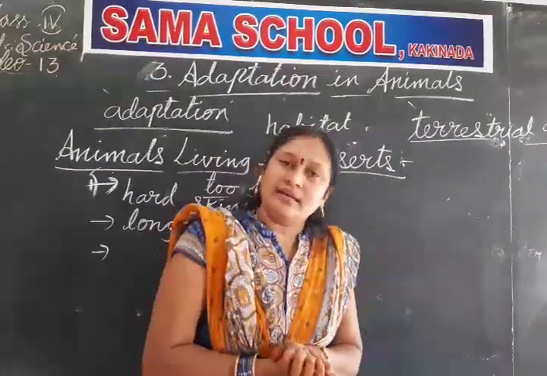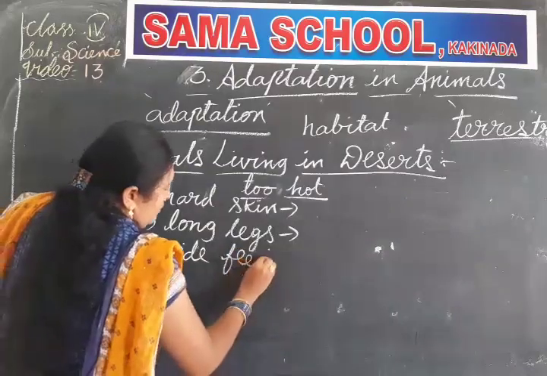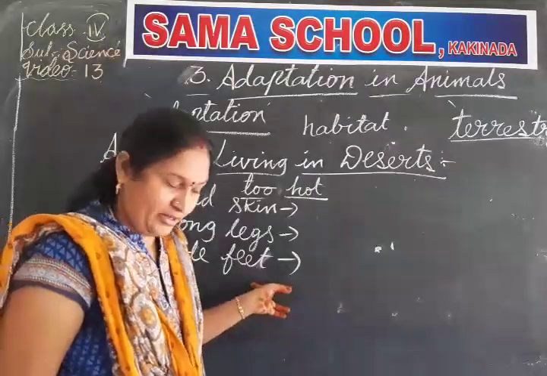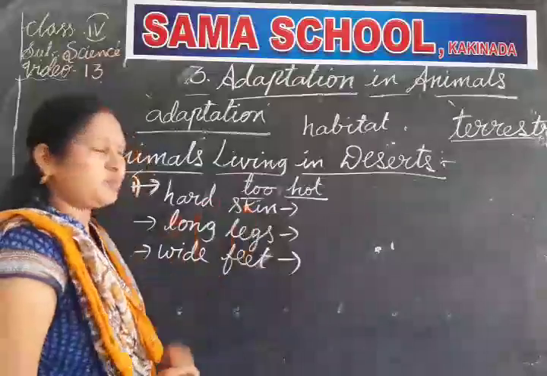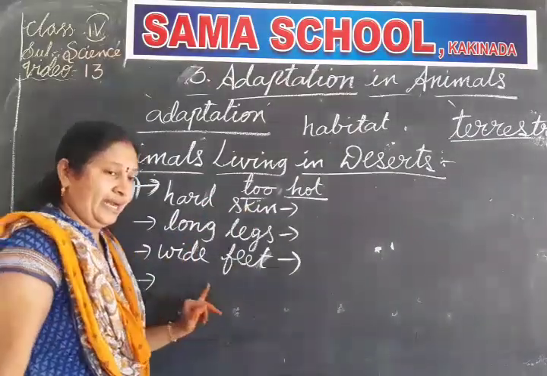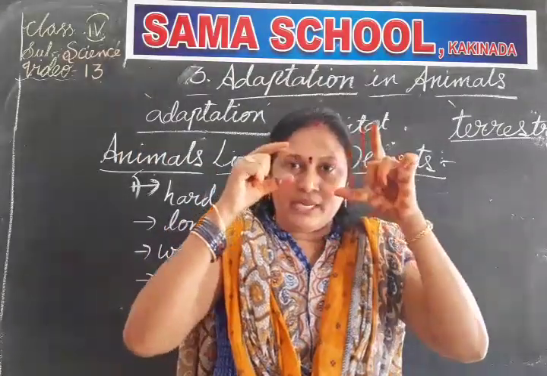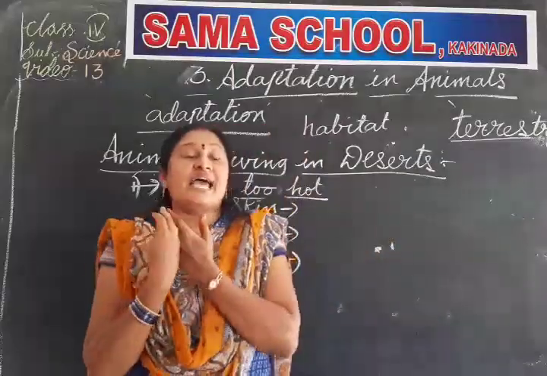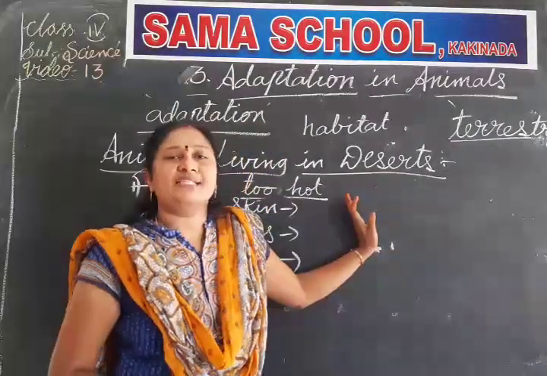Very fast in the desert. What is that? Wide feet. With the help of these wide feet, it runs very fast in the desert. That is one feature. And one more, these animals have double layer eyelids to protect from the hot sand. In the desert, there is sand.